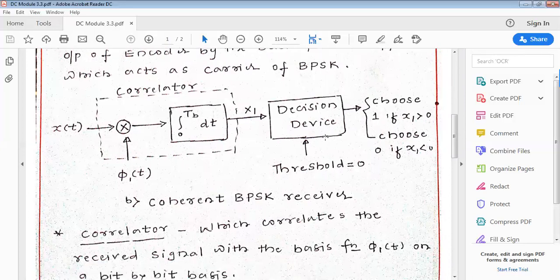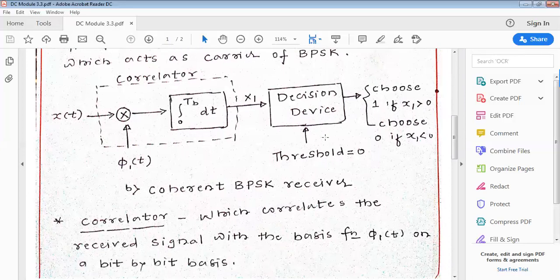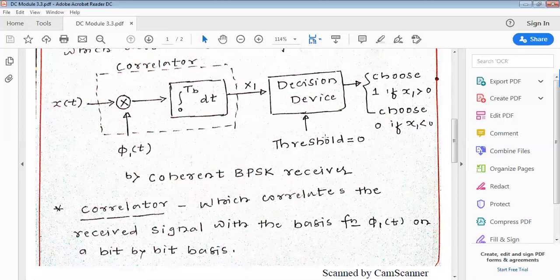Coming to the detection part, detection is done on the receiver side, in the coherent BPSK receiver. So you have to look into the coherent receiver. What is coherent detection and non-coherent detection? A coherent receiver means both transmitter and receiver have to be synchronized with respect to the carrier signal. What is that carrier signal? It is nothing but phi1 of t, the unit energy basis function.